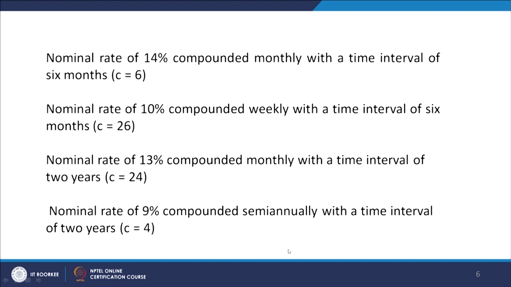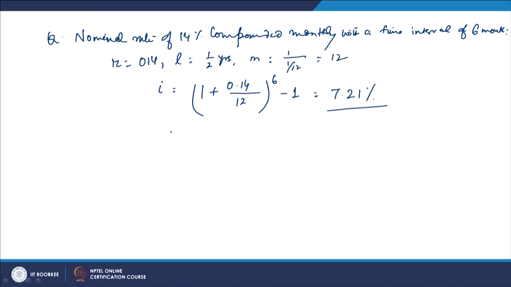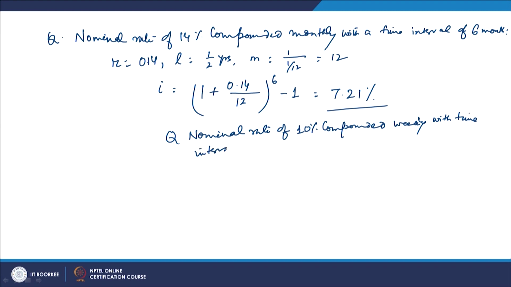Then next is nominal rate of 10% compounded weekly with a time interval of 6 months. So, this will again be solved in a different way. So, this is nominal rate of 10% and then this is compounded weekly with time interval of 6 months.